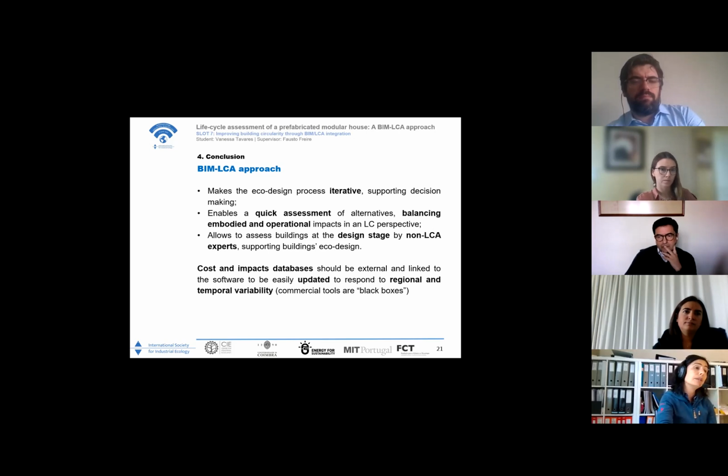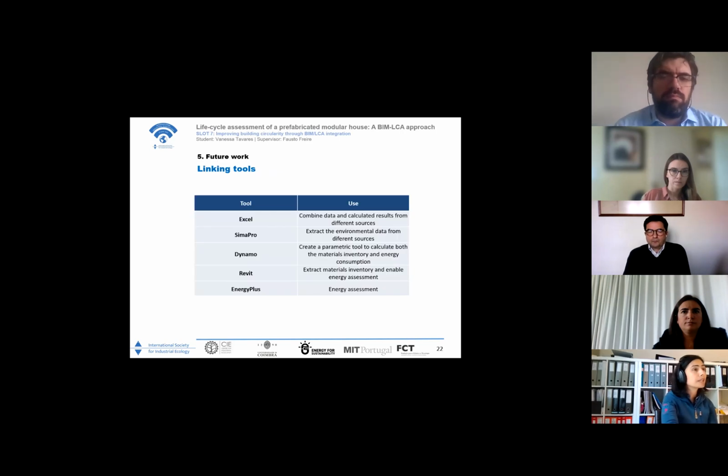And it could be, if introduced in the design process, done by non-experts, non-LCA experts, during the design stage. And as advice, we would advise that both databases of costs and impact should be external to the software and linked to the software, so we can update and change it from place to place and from year to year.